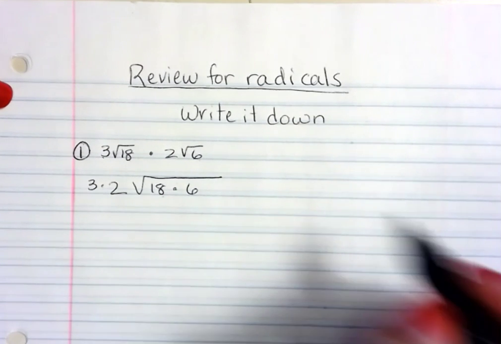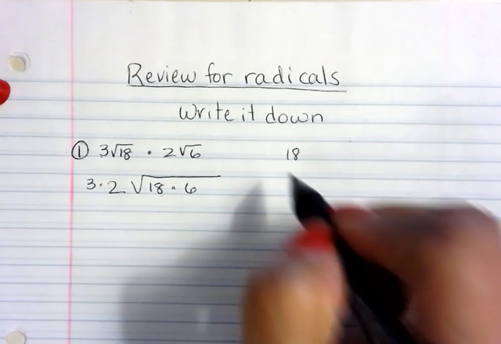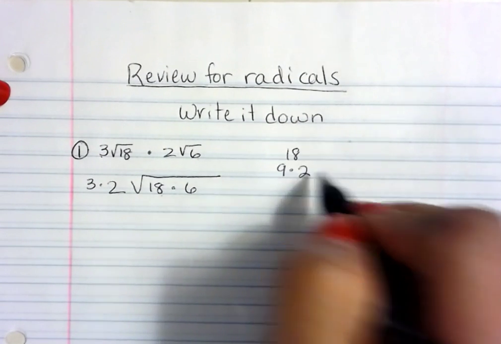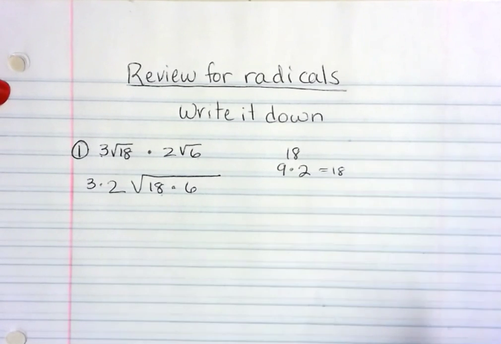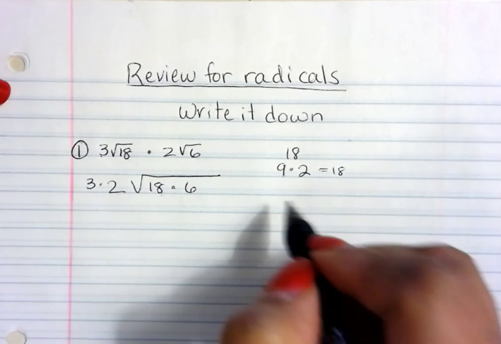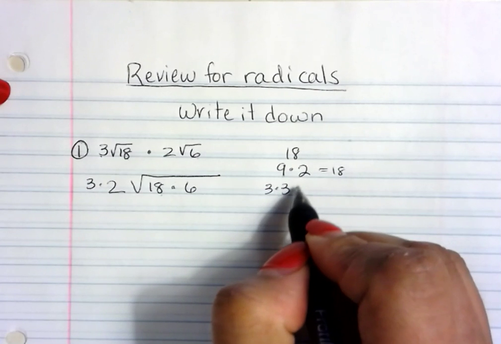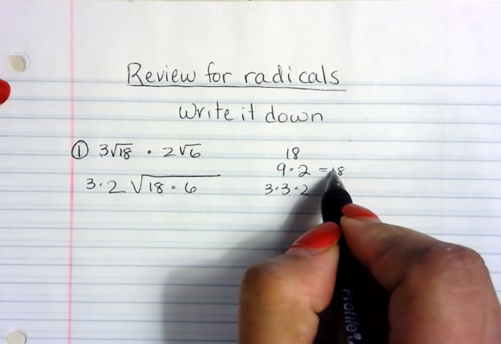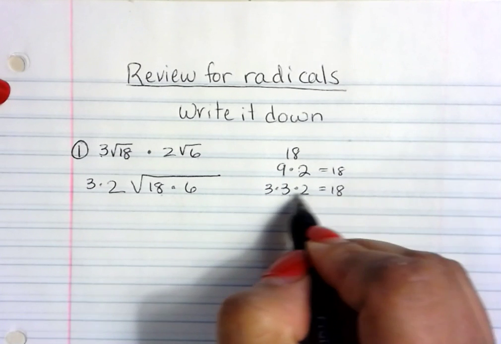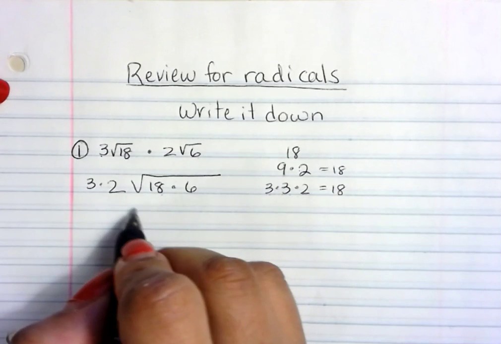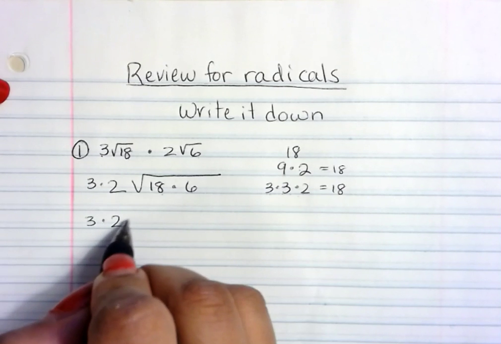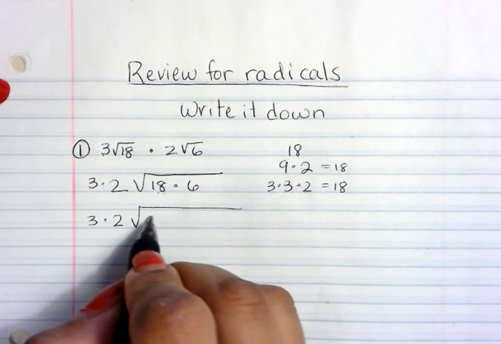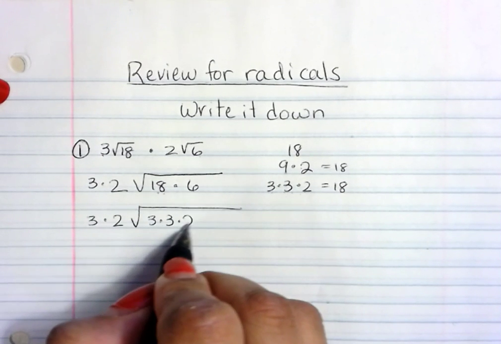We need to break down that 18. So two numbers that multiply to 18 are 9 times 2. Okay, that gives us 18. We need to break down this 9 into 3 times 3. All right, you got to bring down the 2 because 3 times 3 just gives you the 9. 9 times 2 gives you the 18. So these 3 numbers make up the 18. Okay, so you have the 3 and the 2 outside. The 18 becomes 3 times 3 times 2.